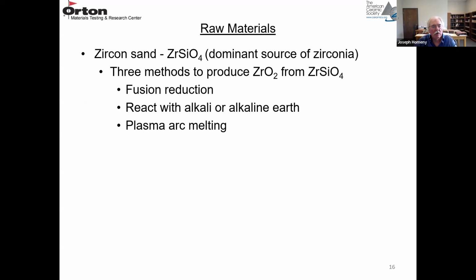So how do you make zirconia? You have to start out with zircon sand. So that's the major source of zirconia. So ZrSiO4 is the zircon sand. And then you have to process that zircon sand to make ZrO2 zirconia. So there's three different ways of producing ZrO2 from zircon. There's a fusion reaction. There's a reaction with alkali or alkaline earths. And then there's a plasma arc melting technique.